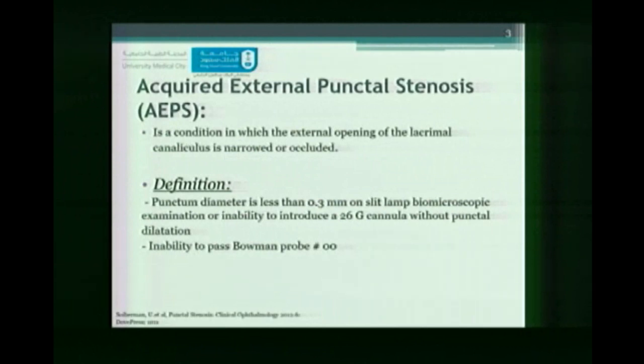Mohsin Kashkouli from Iran had a lot of contribution to this disease in the literature. He proposed in 2003 a definition of punctal stenosis as a punctum less than 0.3 millimeter on microscopic slit lamp examination, or the inability to introduce a 26 gauge needle without punctal dilatation. Some authorities define punctal stenosis as being unable to pass Bowman's probe size 00 without punctal dilatation as well.